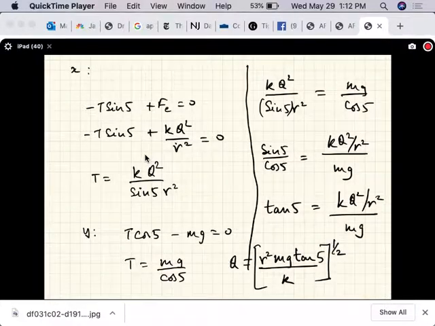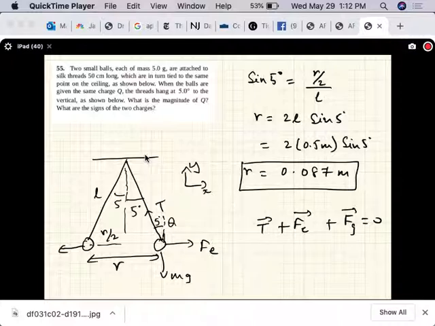All right, so what we have found is if you put 60 nanocoulombs on each one of them, they repel each other such that it will hang at an angle of 5 degrees. And the mass of each of these is 5 grams. So that's what we found. Again, there are three forces acting on each particle: the repulsive force, the tension, and the weight.